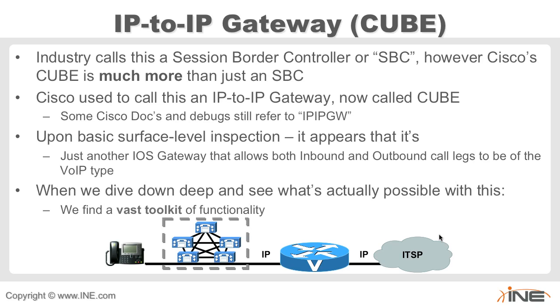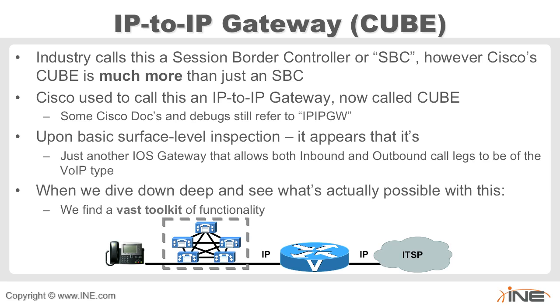In fact, upcoming in the series, probably about 30 or so videos from now, something like that, we'll deal with Gatekeeper, H.323 Gatekeeper. And when we do, we'll certainly do debugging. And if an H.323 Gatekeeper is trying to invoke CUBE, then all of a sudden you will see it talk about IP/IP-GW. Okay, so this is CUBE.